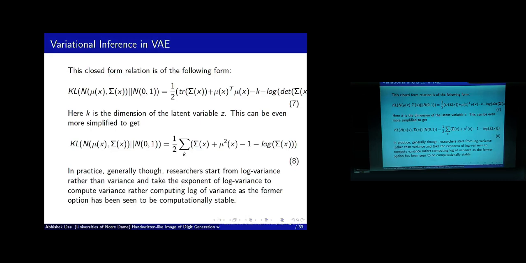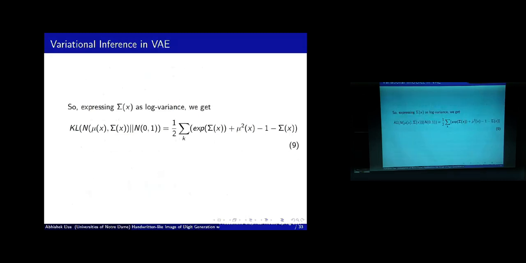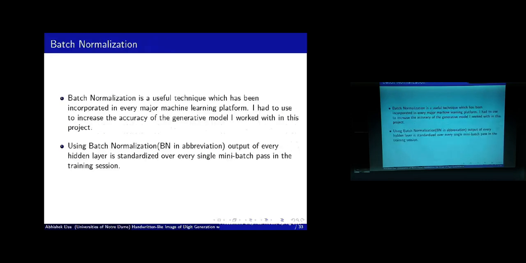And again, a lot of mathematics, but the final expression is easy. It's a closed form expression that we get by some algebraic manipulation. Another technique I wanted to talk about real quick is batch normalization, which is a very useful technique introduced to improve the performance of VAE and neural networks in general for computer vision tasks.